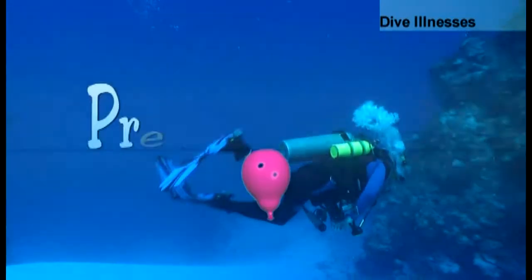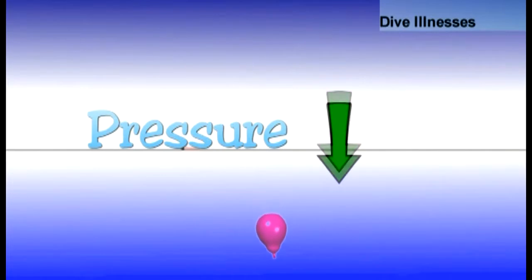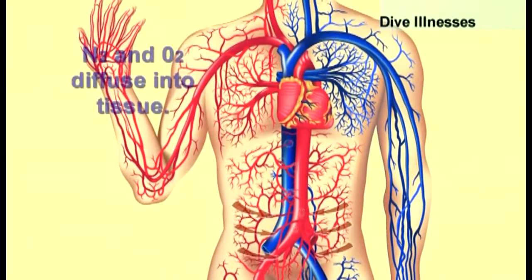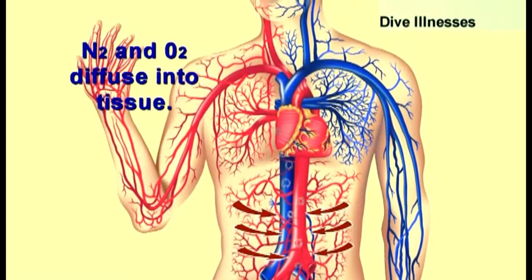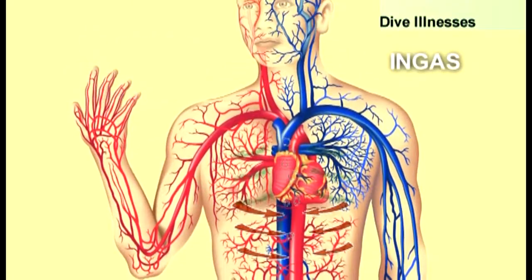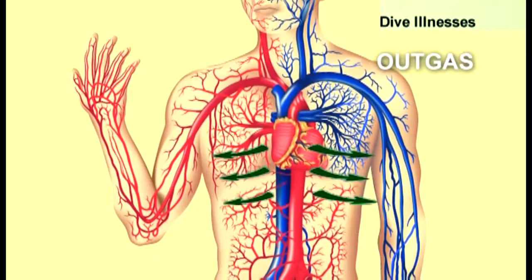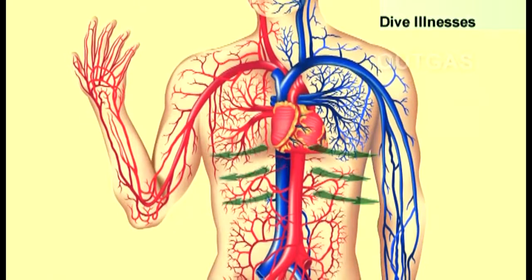Dalton's and Henry's laws both refer to how air, or any gas for that matter, is affected by pressure. When we dive underwater, nitrogen and oxygen diffuse, or in-gas, into our blood and tissue. When we ascend, the oxygen and nitrogen come out of solution, or outgas, from our blood and tissues.